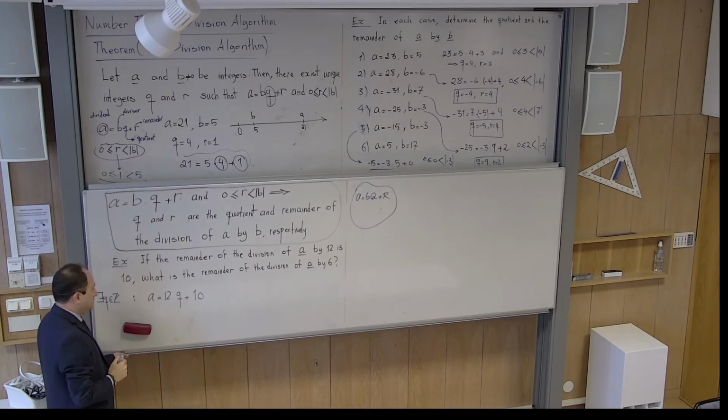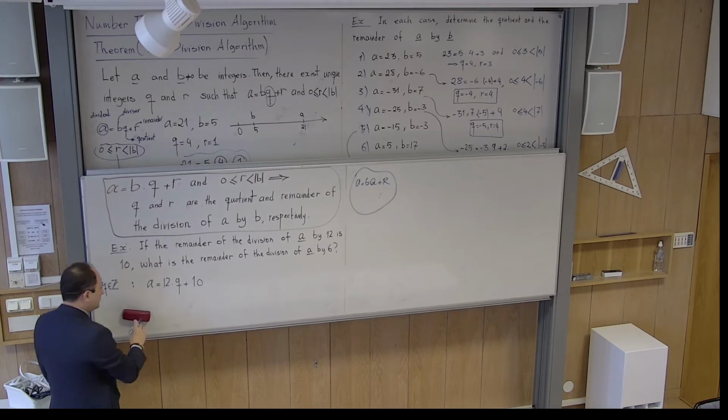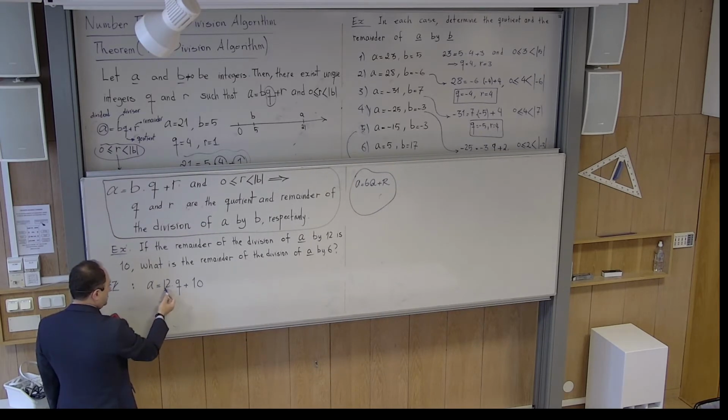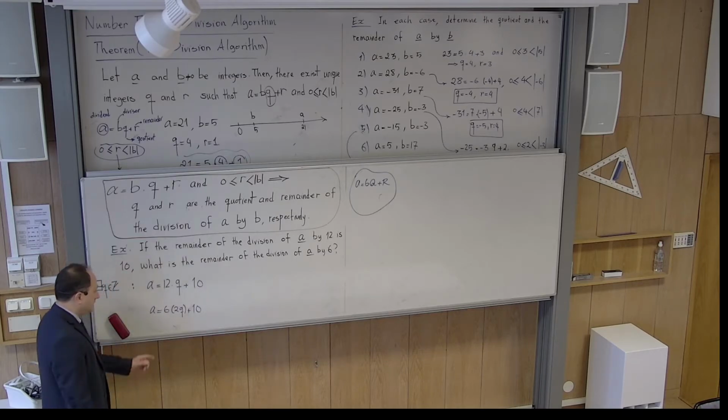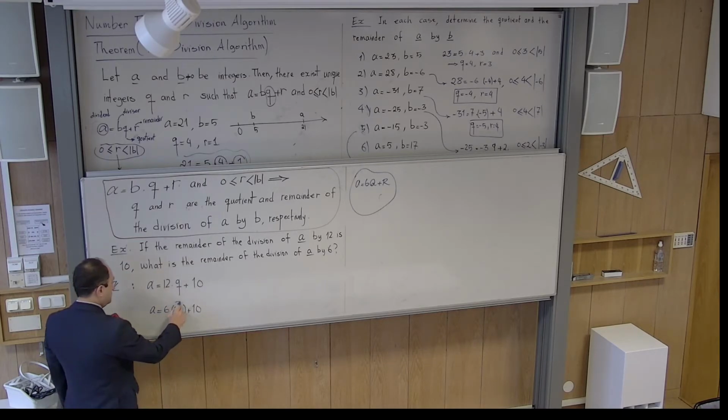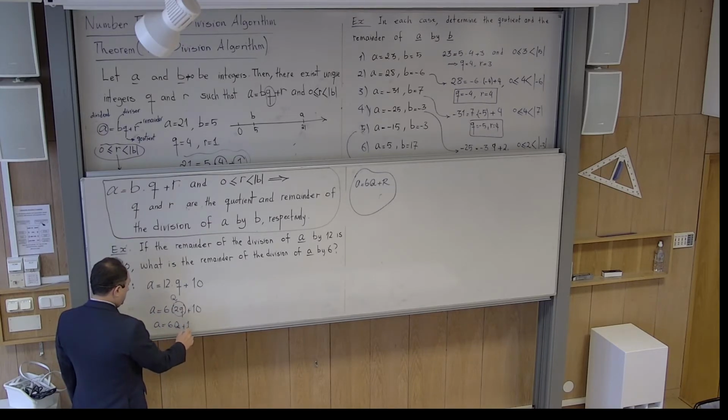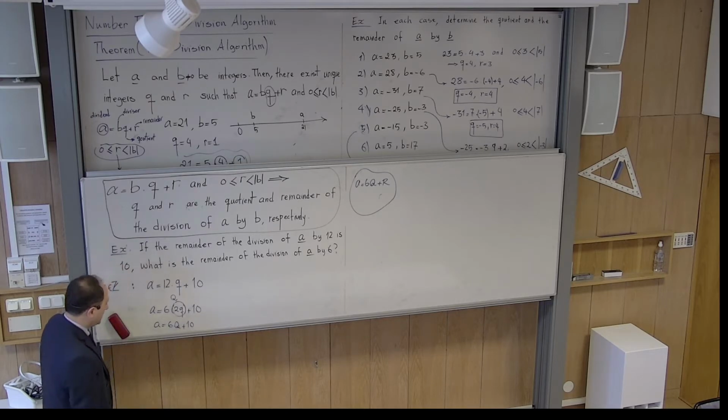Okay, what can I do? For example, one idea that comes to mind is to make this 6 appear here. So I would write a, instead of this I would write 6 times 2q plus 10. Yes, and can I give this a name, q here? And then I will have that combination a is equal to 6q plus 10. Do you think the problem is done? Can I say that still the remainder is 10? Why not?